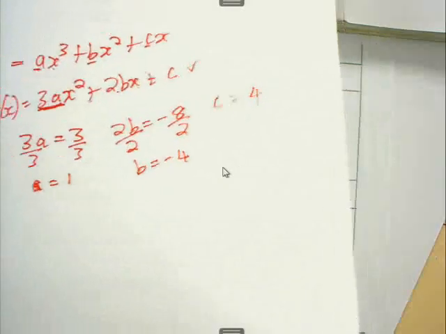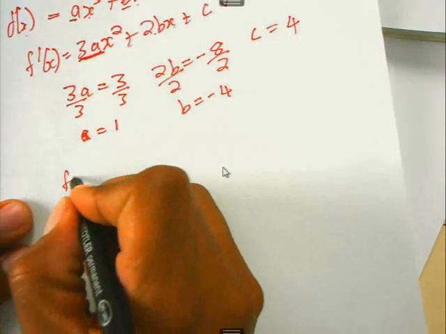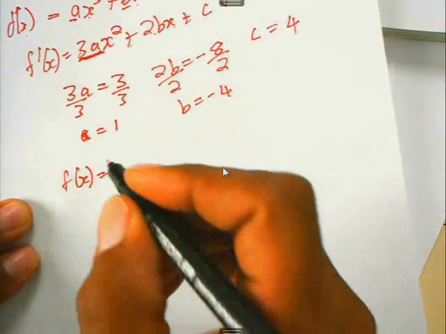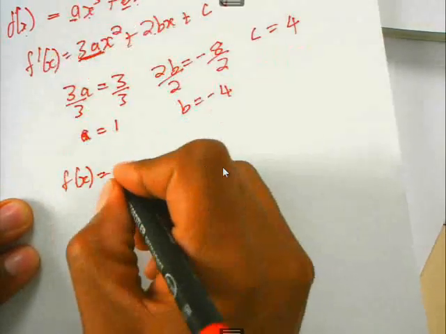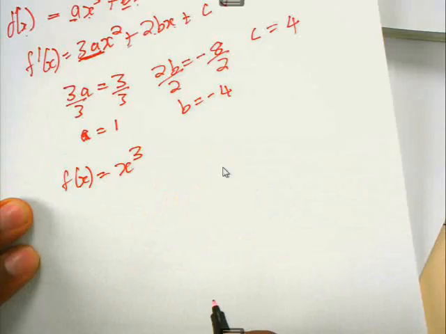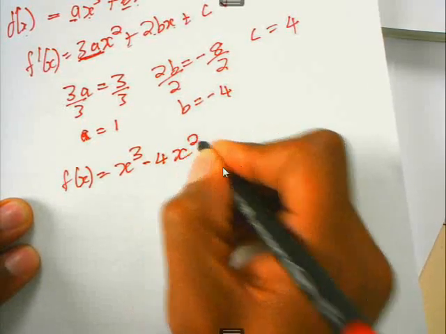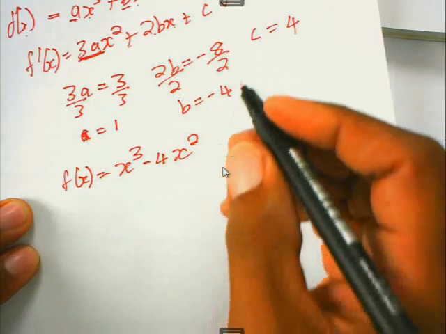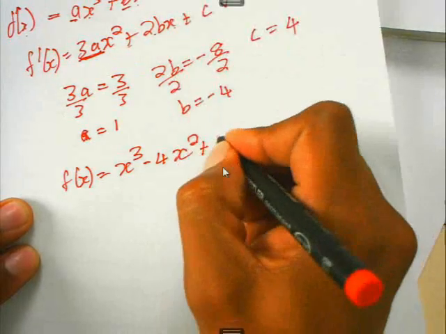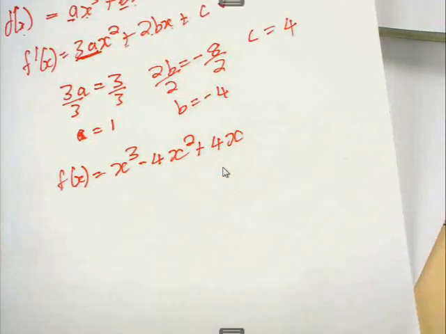Right, what will be the equation of f? Now, I can say, therefore, f of x is equal to, a is 1, that is x to the power of 3. That's correct. And now b is minus 4. That is a minus 4x squared. And now c is 4. That will be a positive 4x. Now we have the cubic function.